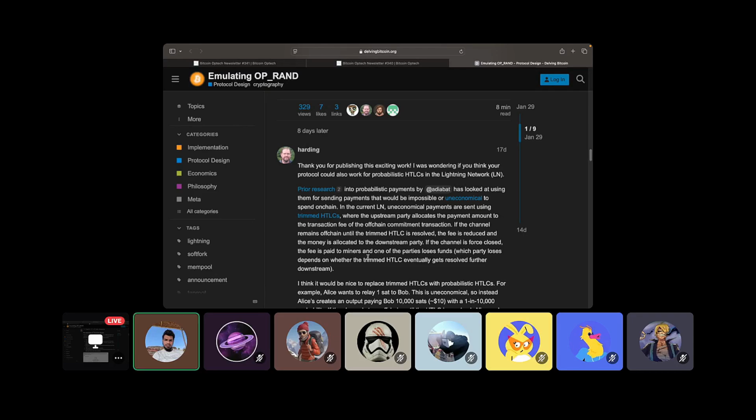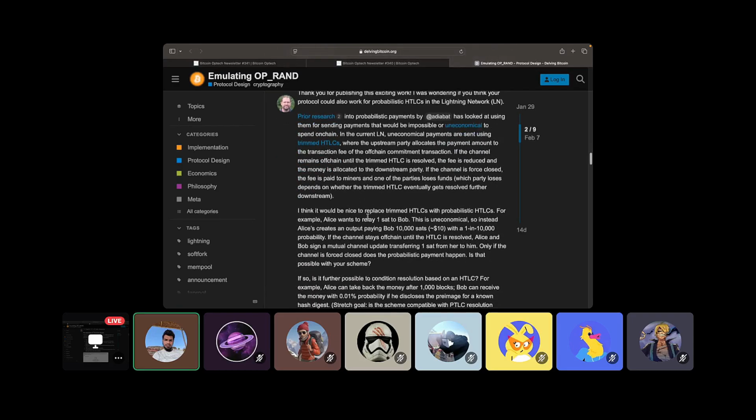So if Alice and Bob have a lightning channel, right, and Alice sends an HTLC to Bob, however, the value associated with that HTLC is so low that it is uneconomical and it is not feasible to get it mined on the blockchain, because the fee that you will have to pay will probably be greater than the funds associated with the HTLC itself. In that situation, Bob ends up losing those funds because those funds are deemed to be trimmed HTLCs and they are given to the miners as the mining fee.